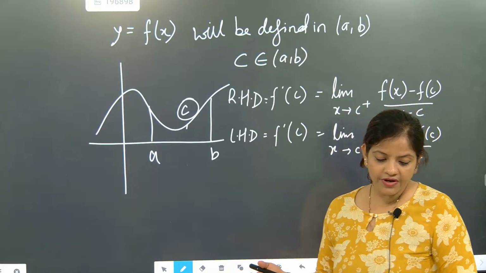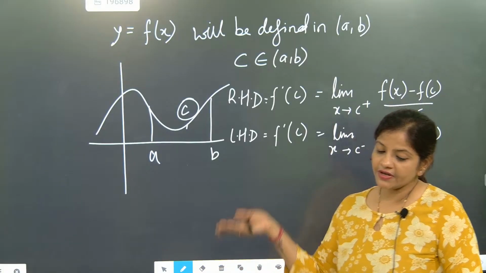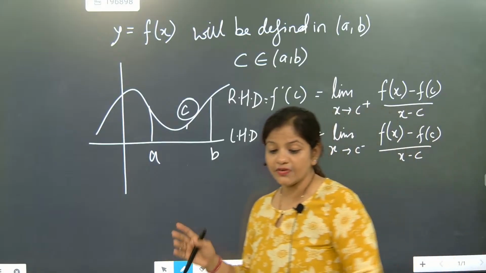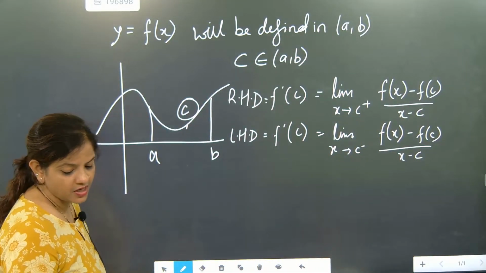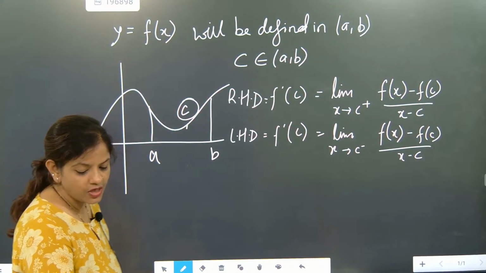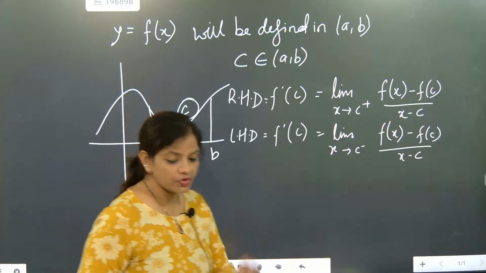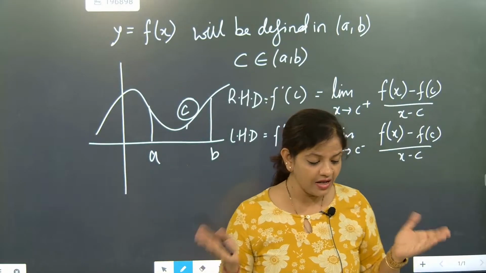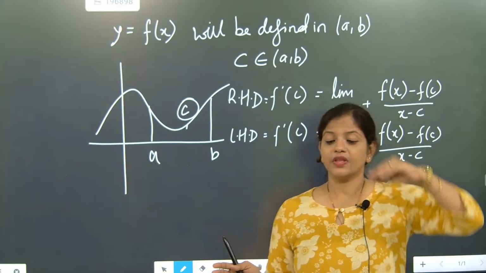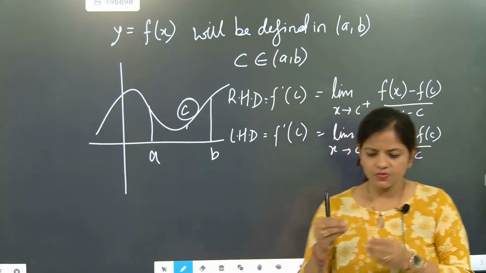So, left hand derivative and right hand derivative. Left hand derivative is LHD, and right hand derivative is RHD. Left hand derivative will be minus, right hand derivative is plus. I hope you have understood left hand derivative and right hand derivative. Now we will move to questions. When left hand derivative and right hand derivative both exist and are equal, then it will be differentiable. If not, then it will not be differentiable. This is one simple concept.